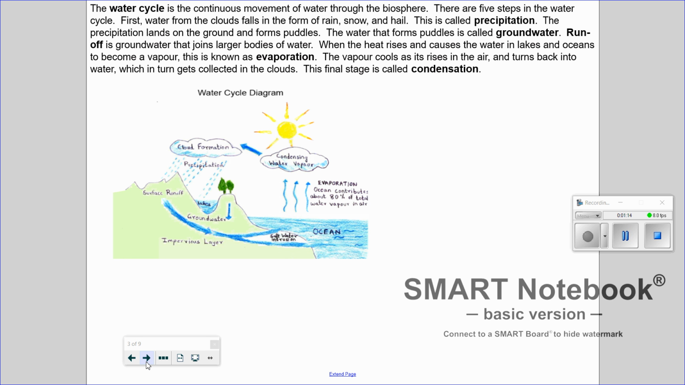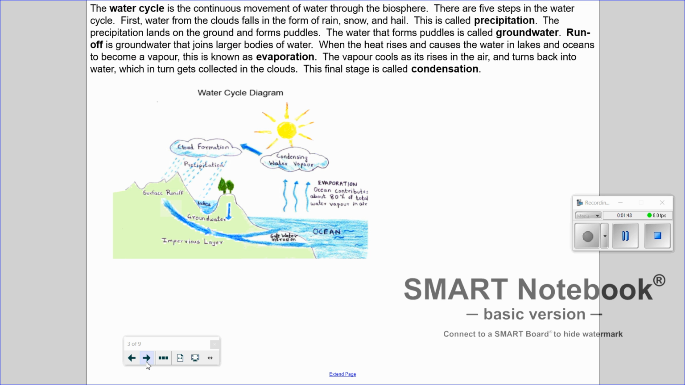The water cycle is the continuous movement of water through the biosphere. There are 5 steps in the water cycle. First, water from the clouds falls in the form of rain, snow, and hail. This is called precipitation. The precipitation then lands on the ground and forms puddles. The water that forms these puddles is called groundwater. Runoff is groundwater that joins larger bodies of water.